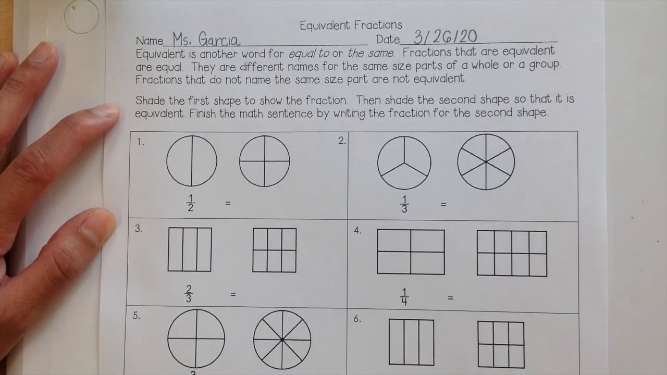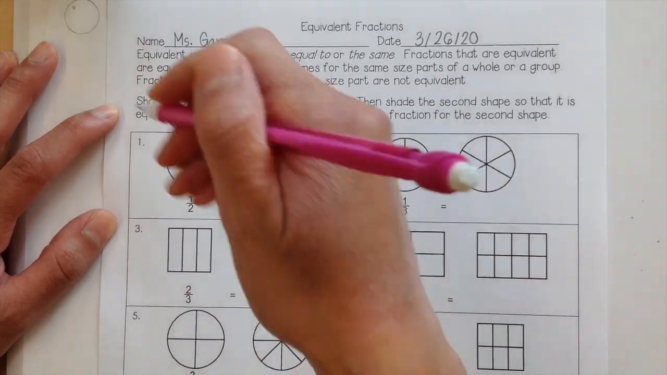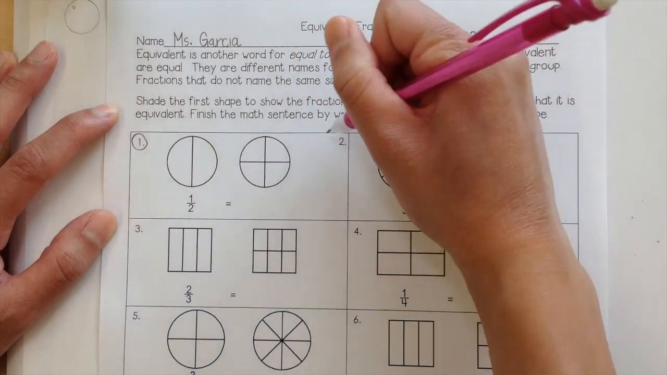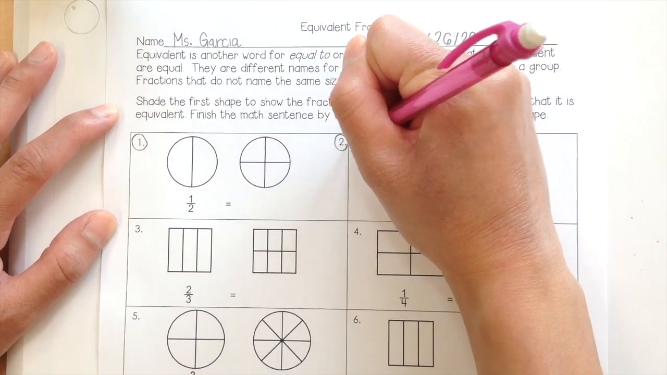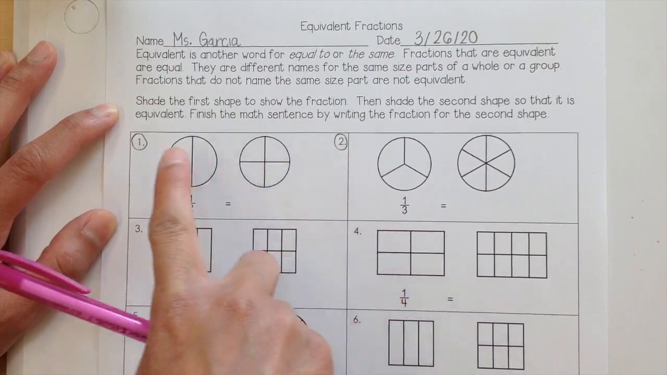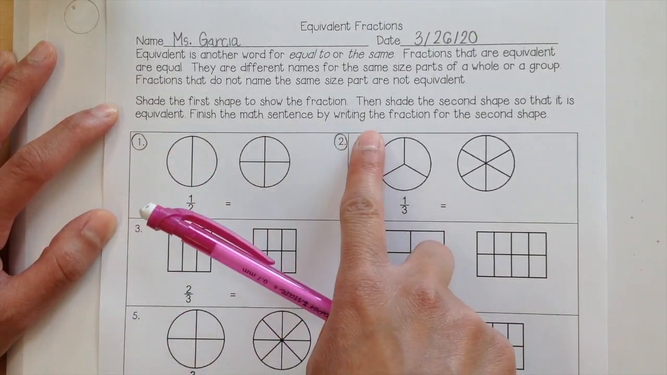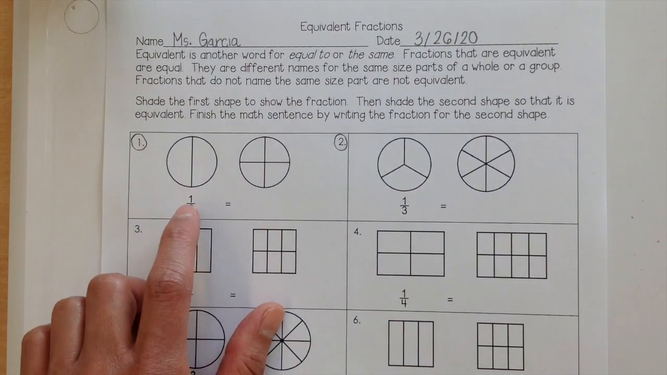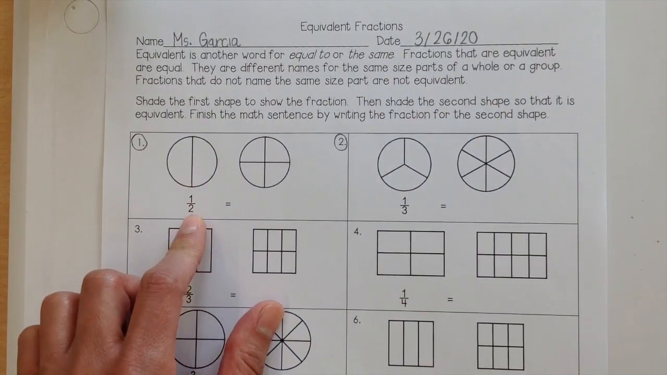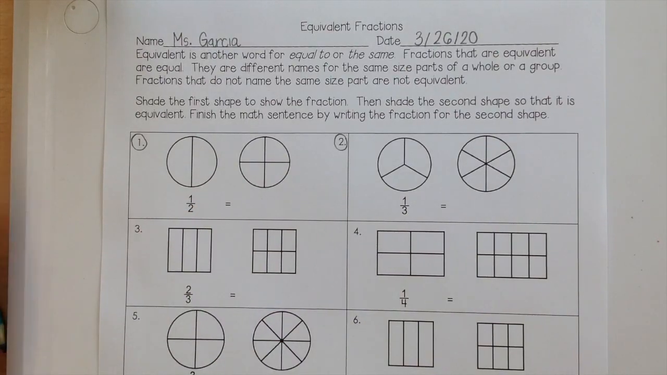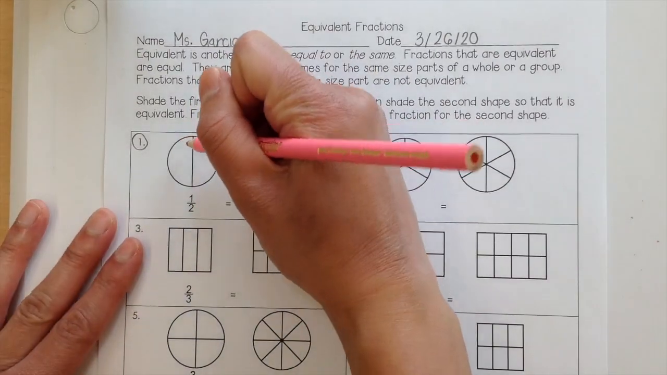So I'm going to go ahead and I'm going to model number 1 and I'm going to model number 2 for you. That's funny. The number 2 is in this box. It looks like this is number 1 and number 2. I think that was a mistake. Okay, so the first circle, it is telling me to shade 1/2 of that. So I have some colored pencils here. I'm going to shade in 1/2.